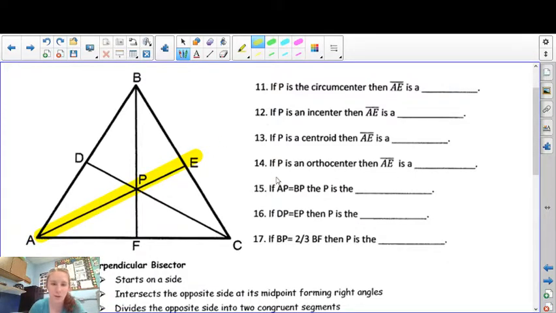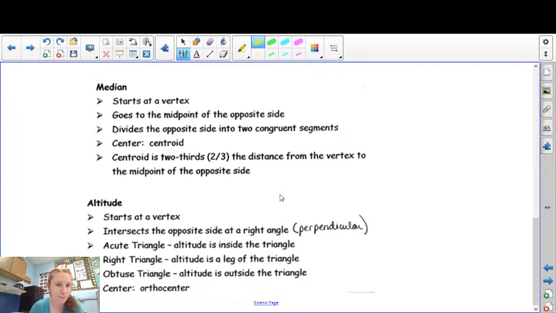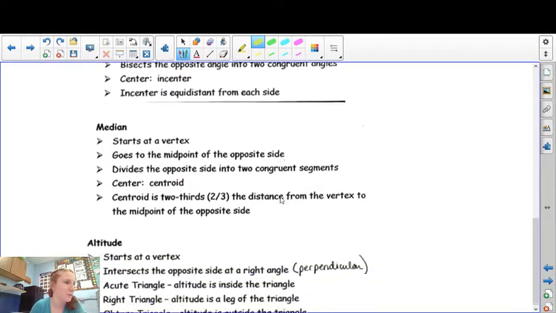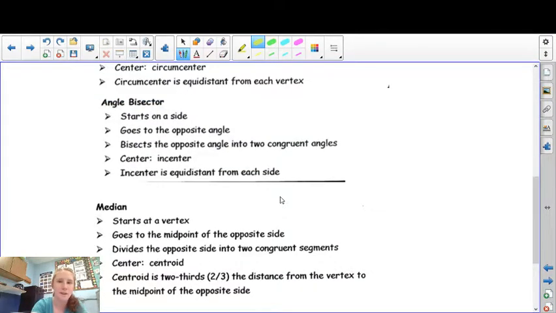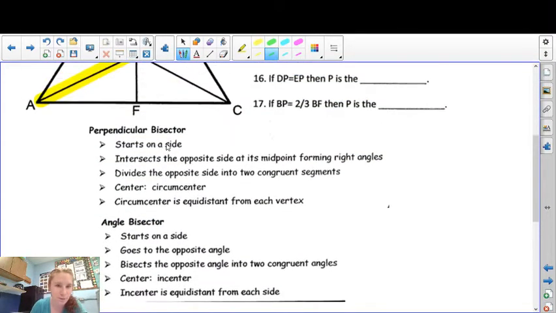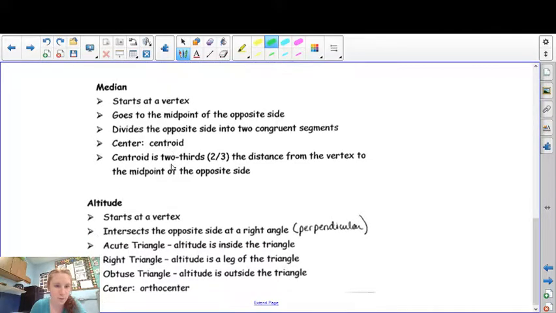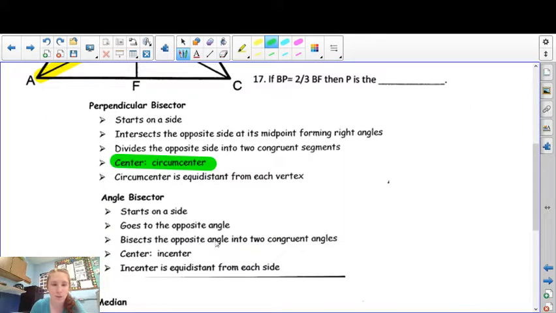If P is the circumcenter, so what's the circumcenter mean? Well, I'm not seeing it pop out as one of my big titles, right? So now we're going to have to dive in and look for the word circumcenter. Hey, look, center right here, circumcenter. Do I see the word circumcenter? Nope, I see incenter. Centroid. Orthocenter. Still not circumcenter, okay? So that's the only one with circumcenter.